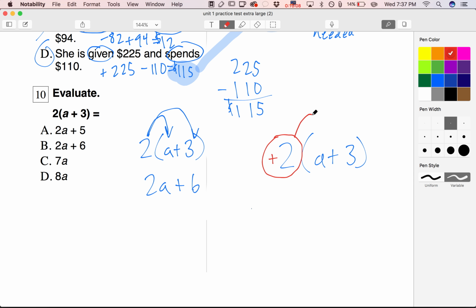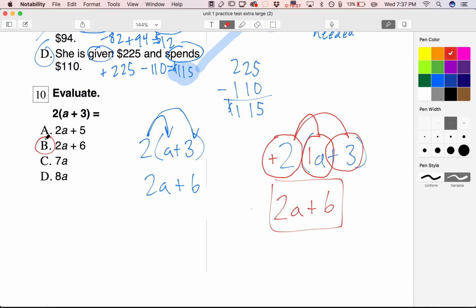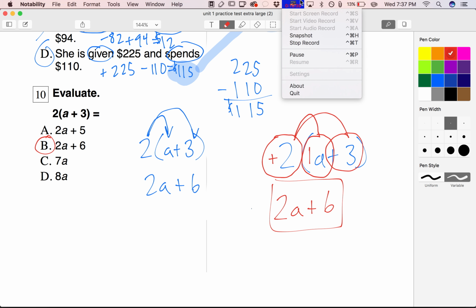So 2 times what? A. But what's the number? 1. 2 times what? 3. Oh, 2 times positive 3. So here, what is 2 times 1? 2. What are we talking about? A. 2 times positive 3? 6. So we get the same answer, but this one's more organized if we actually circle the numbers. So 2a plus 6 is your answer. Go to the next video for more problems.